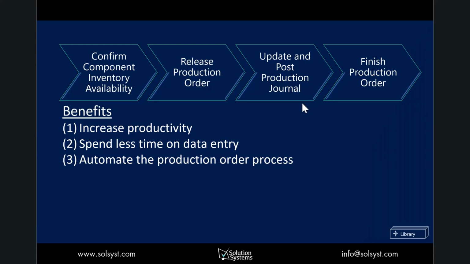The goal of this scenario is just to demonstrate, again, the process here. You could see where we began with confirming the component inventory availability. We released the production order, we updated and posted the production journal, and then we have the finished production order.